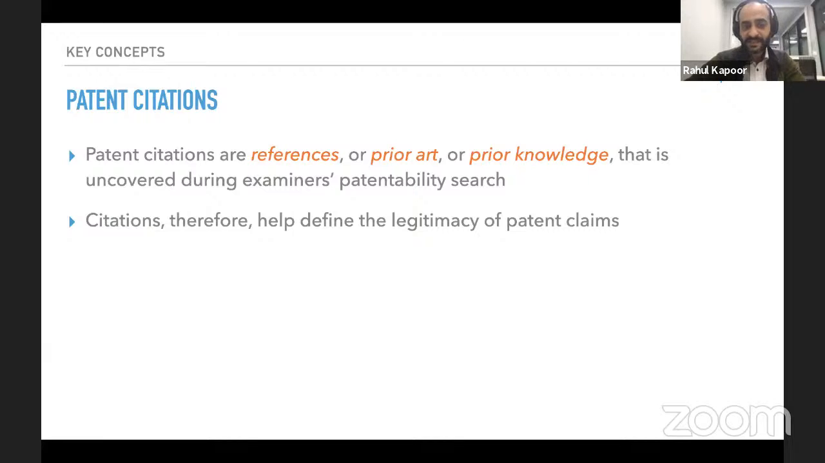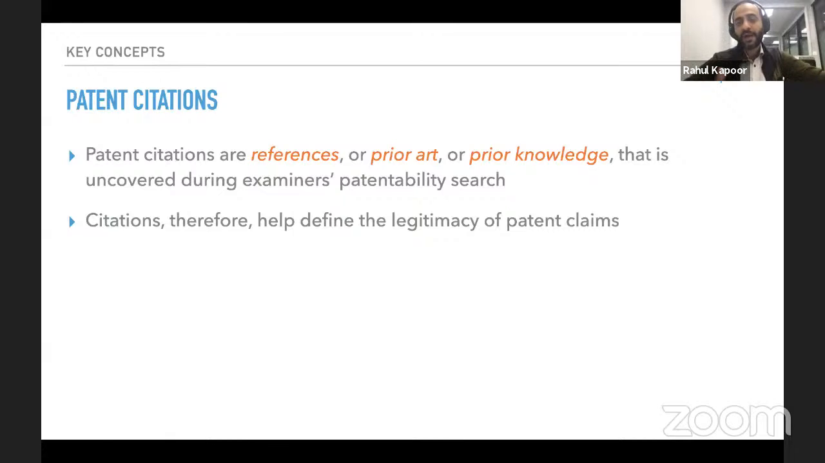So patent citations are references, basically, like we said, prior art. Prior art you can use as a synonym. References, prior art, prior knowledge, however you want to put it. If you have written a research paper, you always add a bibliography at the end, right? All the references at the end. Essentially, these are what citations are.